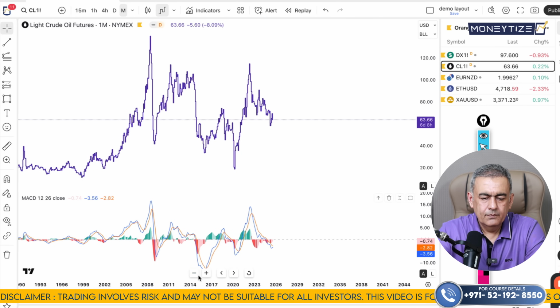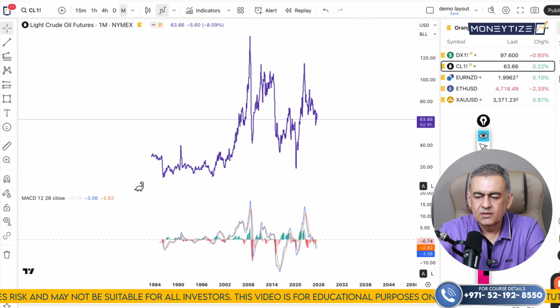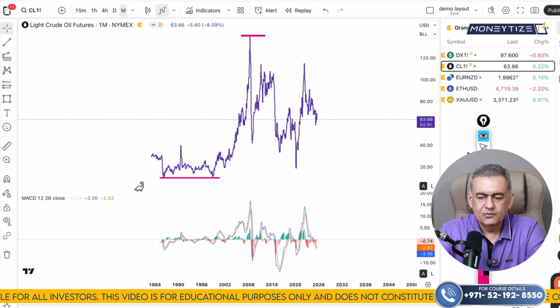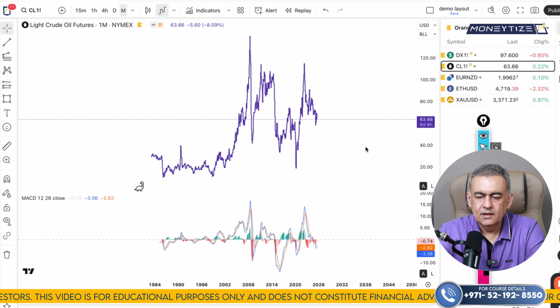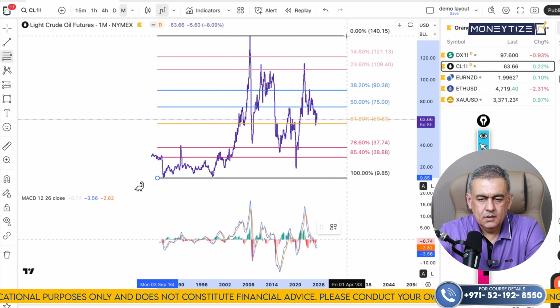On monthly frame, I'm going to apply Fib retracement from the lowest to the highest of the monthly chart. So this is the lowest point and this is the highest point. So I need to connect from lowest to the highest. Applied.